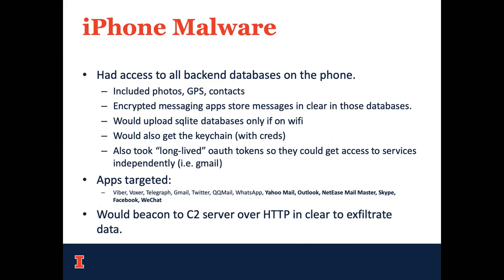The various apps it targeted: Viber, Voxer, Telegram, Gmail, QQ Mail, WhatsApp. Those were in the earlier versions that targeted Tibetans. The later versions against the Uighur Muslims included Yahoo Mail, Outlook, NetEase, Mailmaster, which I'd never heard about until looking at this malware, Skype, Facebook, and WeChat. So a lot of typical applications that it would basically just ship out the SQLite databases behind, and then beacon in HTTP in the clear to exfiltrate data.